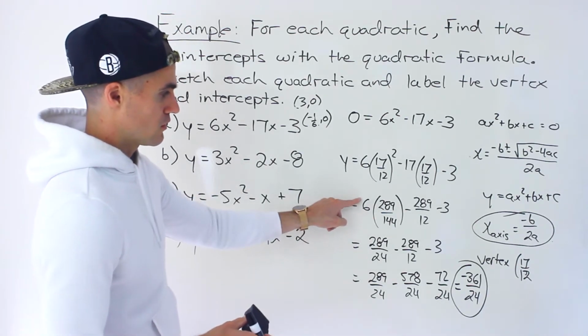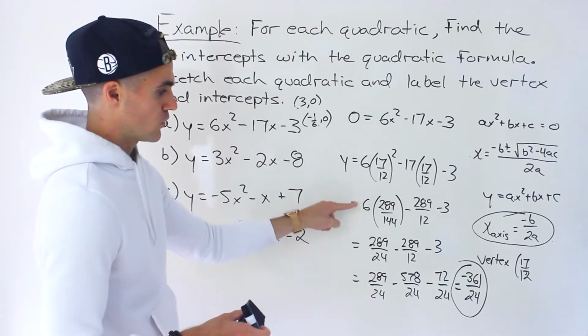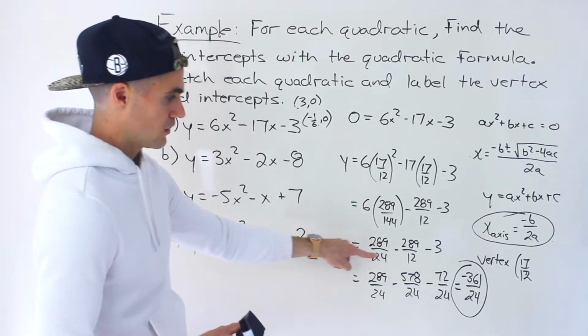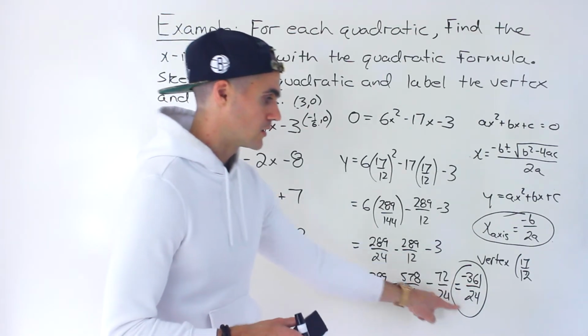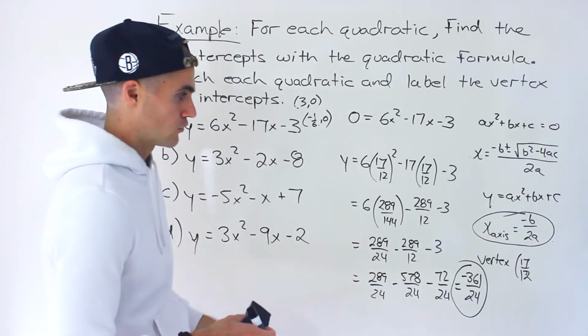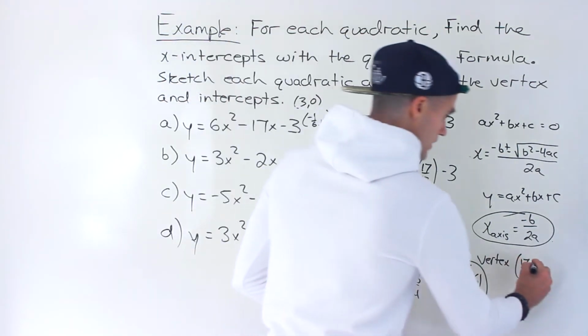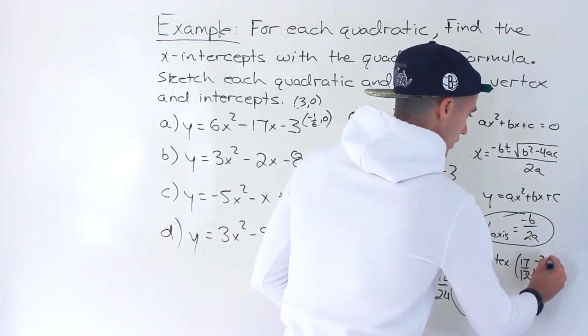So over here, the 6 goes into the 144 24 times. So that's where I got the 24 here. Then we end up with those terms. Get the common denominator. You end up with negative 361 over 24. So that would be the y value of the vertex.